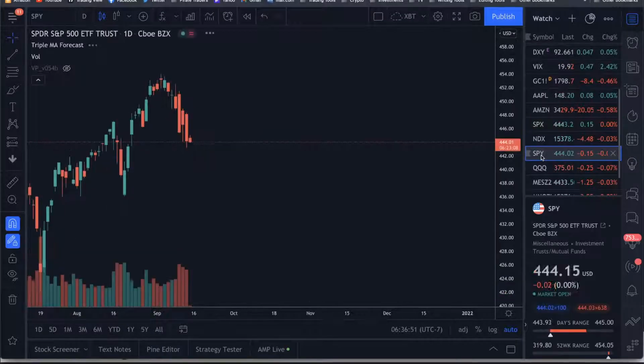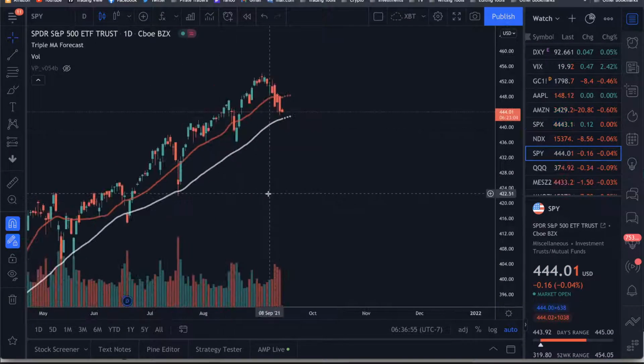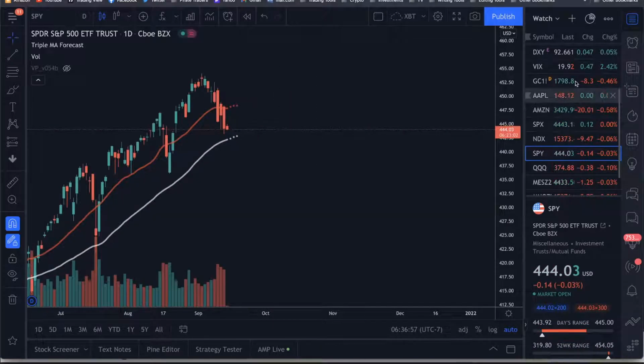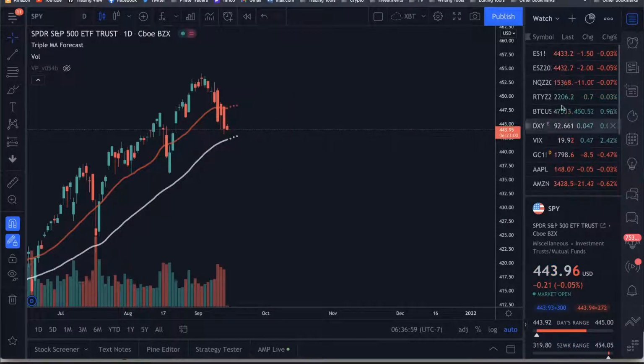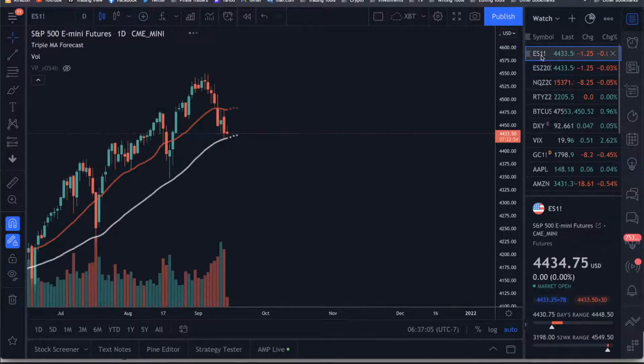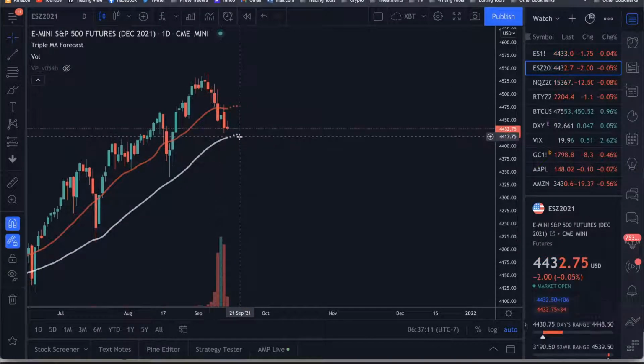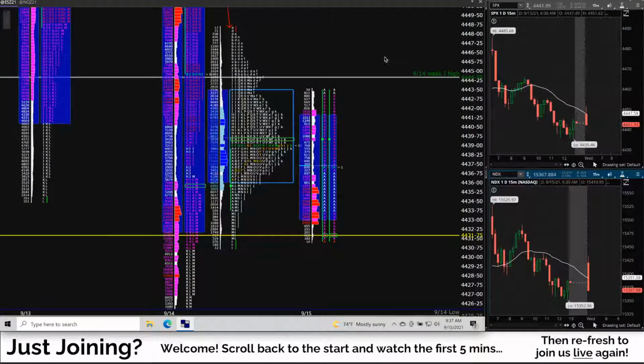Let's see where the SPY is at. Yeah, a long way from the 50 on the SPY. That's why you can't be too exacting with your trading. So on this contract, 44.17 is about where that support is for the 50.